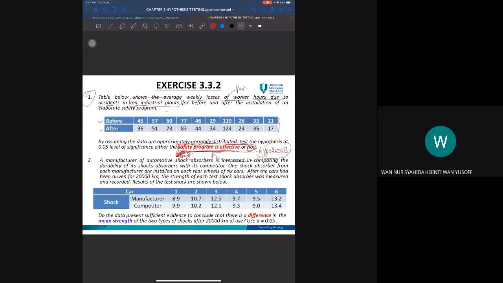A less than B. That's right. The safety program is effective if the data after installation is less than the data before installation, because the safety program is supposed to reduce the weekly losses of the worker hours due to accidents, so basically reduce the number of accidents. So if the safety program is effective, then the data after installation should be less than the data before the installation.